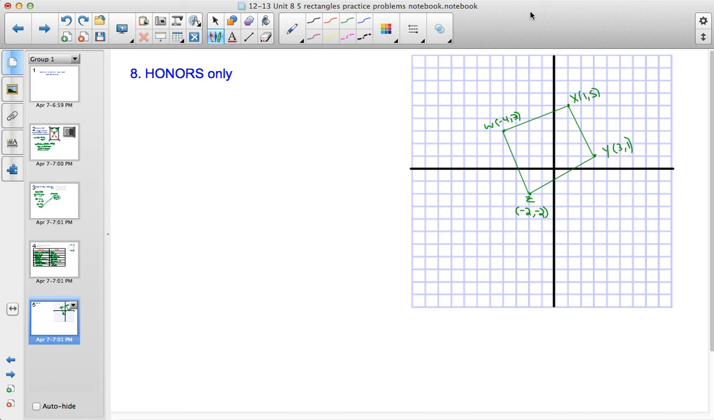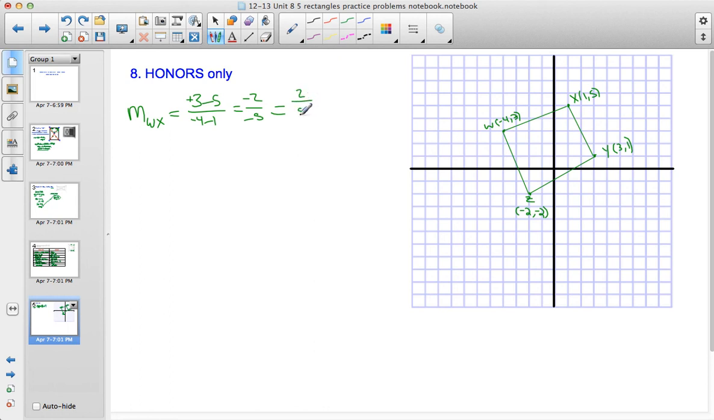So let's start by doing the slope of WX. So I'm going to do the slope of line WX, and that will be the change in Y over the change in X. Oops, I'm sorry, that was +3 there. So that's going to give us -2 over -5, which will simplify to 2/5 because we have two negatives. Okay, so that's the slope of the top line.